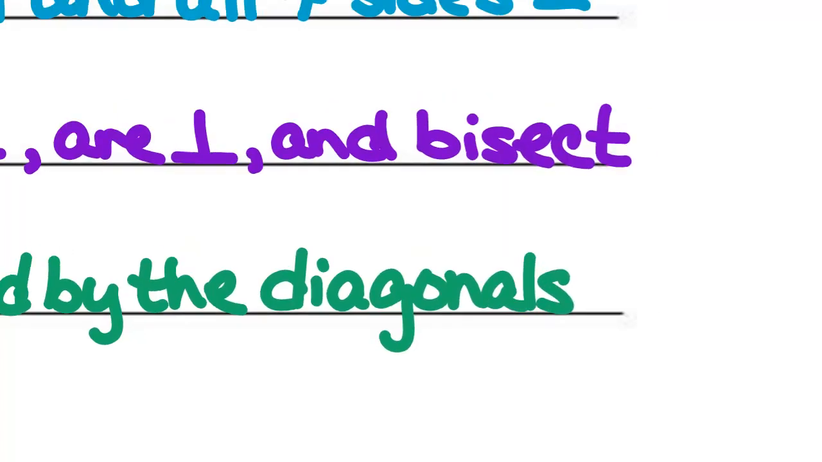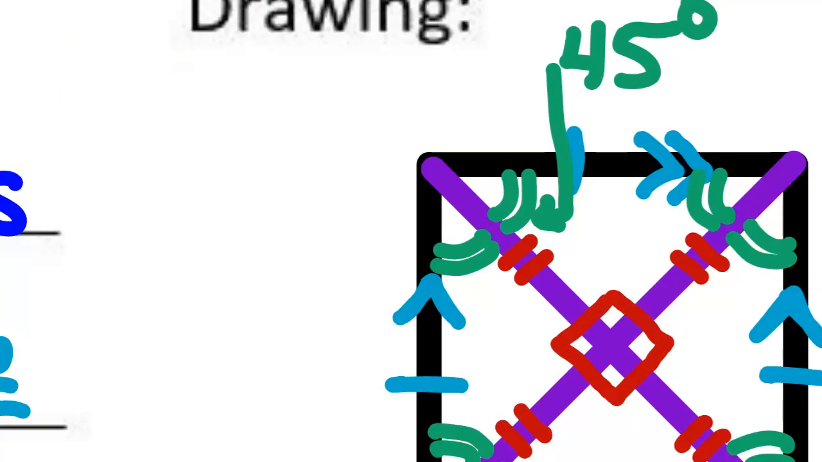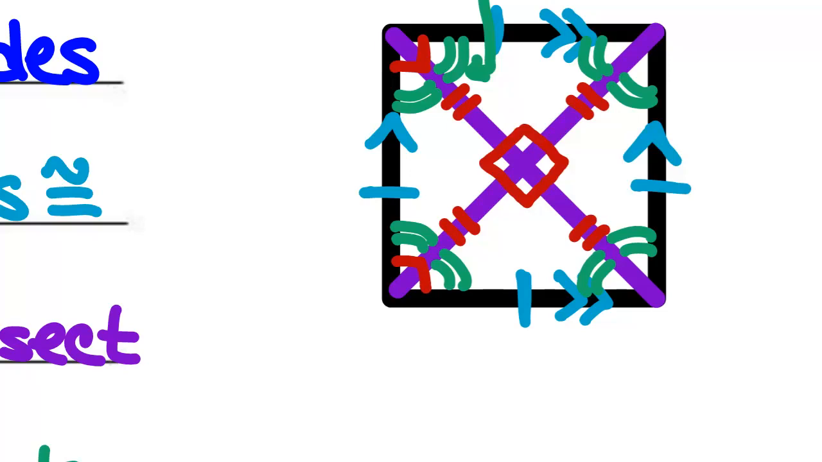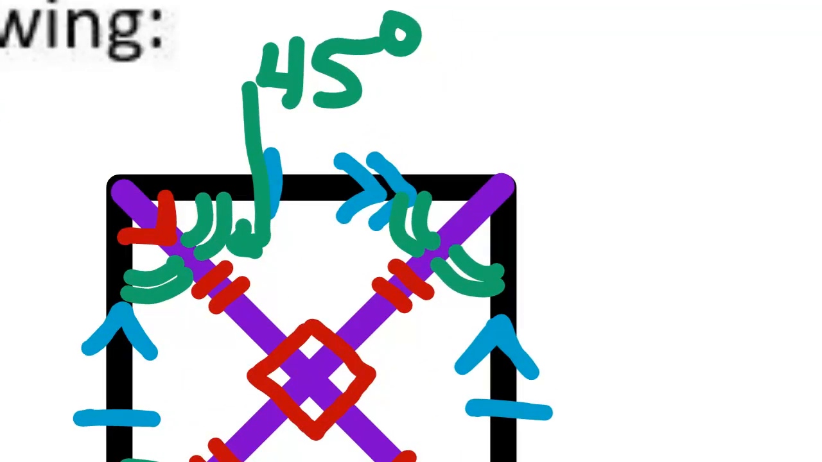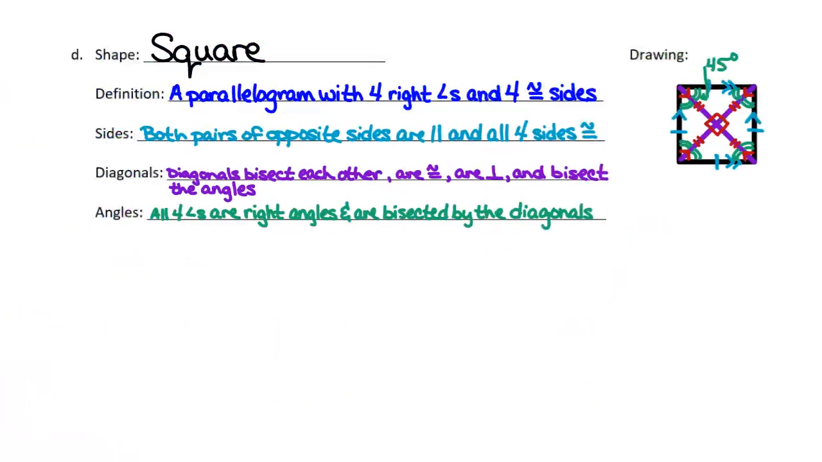So I'm going to go ahead and mark my 4 right angles. We already marked that they're being bisected by those diagonals. And so when I take 90 degrees and I cut it in half, I bisect it. That's how I get the 45 degrees for every single little half angle there.